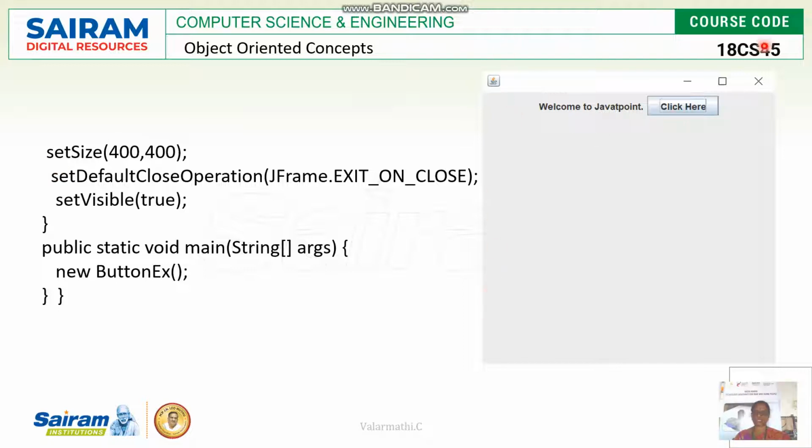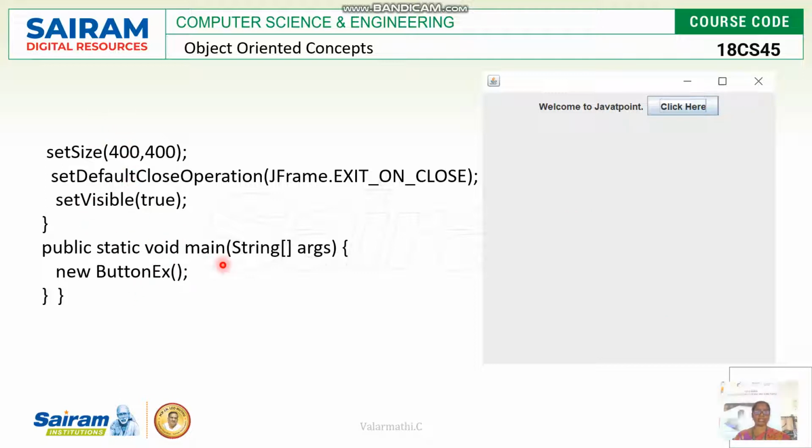So I am fixing the frame size to 400 in width and 400 in height, and whenever I'm closing this frame, it should be closed by default. It should exit from the application. So when I'm clicking the close button, the execution should exit. This is what the setDefaultCloseOperation of EXIT_ON_CLOSE is written for, and finally I am making the visibility true. So this is what is done in the constructor part.